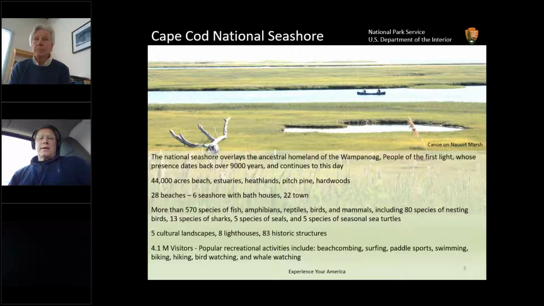We also have cultural landscapes, 5 of them, 8 lighthouses, one of which was commissioned by George Washington, one of the first in the country, and 83 historic structures. All of that is enjoyed by over 4 million visitors a year, enjoying everything from paddle sports and water sports to bird watching, whale watching, hiking, and having a good time, and a lot of contemplation going on just out and about the seashore. And we've stayed open throughout the entire COVID pandemic experience. Next slide, please.